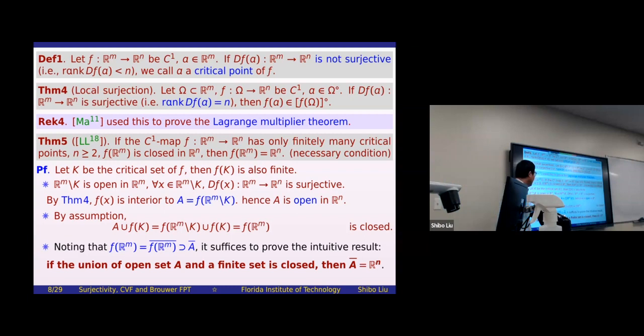A is open. Adding finitely many points, you get a set which is closed. The union of A and f(K) is closed. Then we claim that A is dense. So the proof will reduce to this statement: the union of an open set with a finite set is closed, then the open set must be dense in the space. Once this is true, then the theorem is proved.